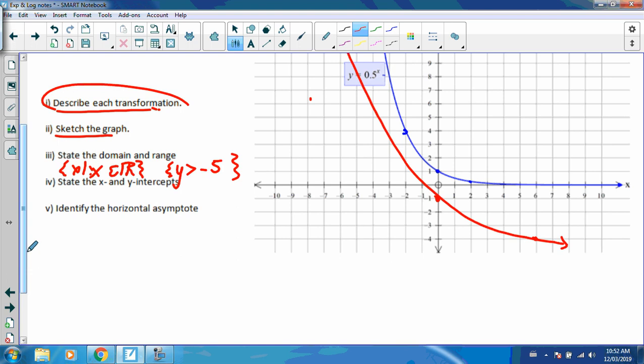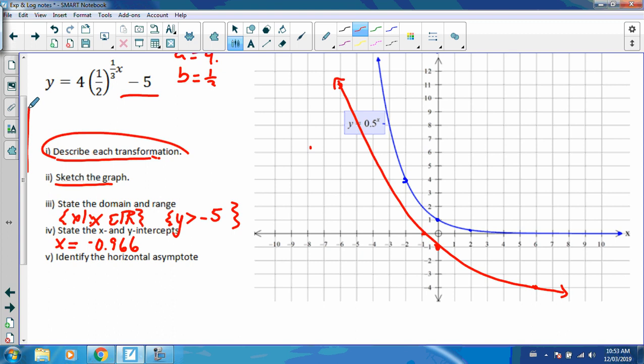The x-intercept, in this case, I'm going to find that using the calculator. And so x-intercept is at negative 0.966. So that was about here, right there. I could do the y-intercept the same way by putting in 0. So what is y when x is 0? 4 times 1/2, 1/3 times 0 minus 5.